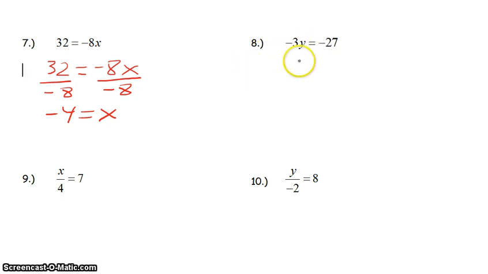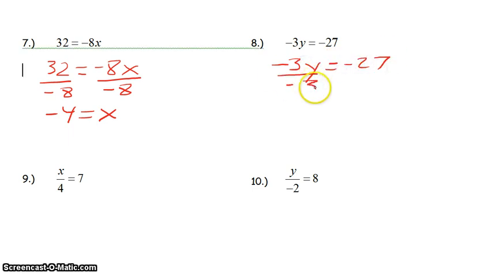Now we go over to number 8. We do the same thing, except the variable is on the left hand side. So we divide each side by negative 3. And here we have y equals positive 9, because a negative divided by a negative is positive. These 3s simplify out to 1, and 1 times y is y. So y is equal to 9.